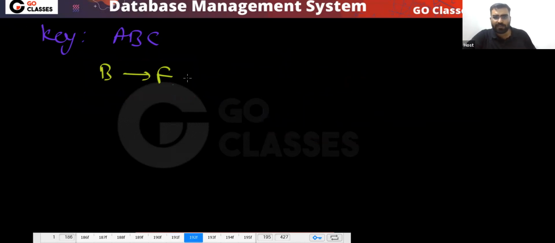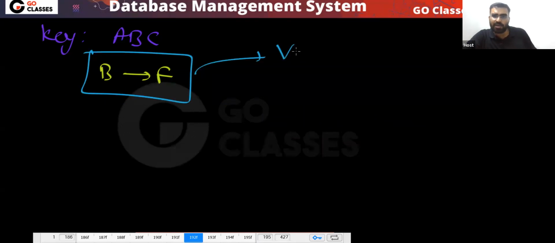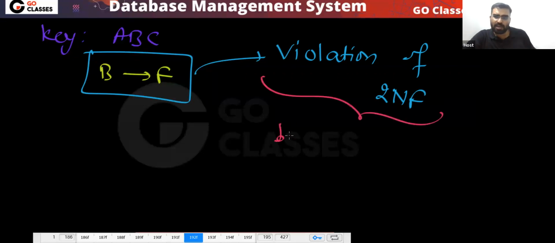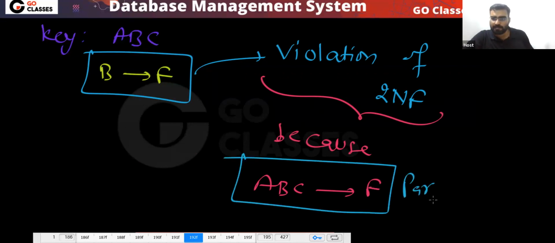But this is a violation of 2NF. Why? This is a violation of 2NF because there is a partial dependency. Because ABC to F is a partial dependency. This is a candidate key, and this is a non-prime attribute.